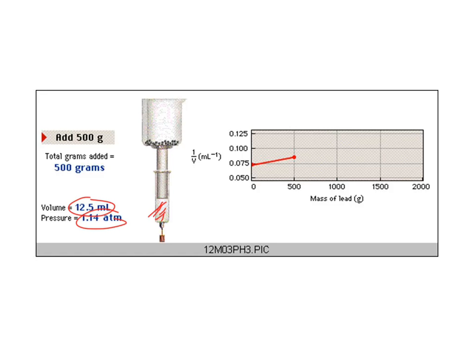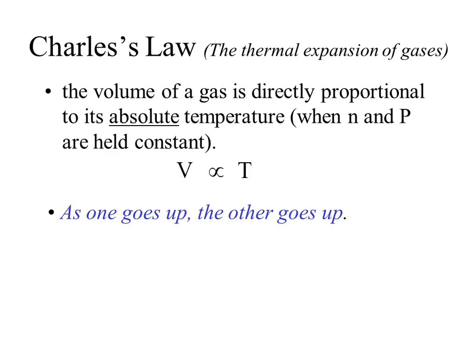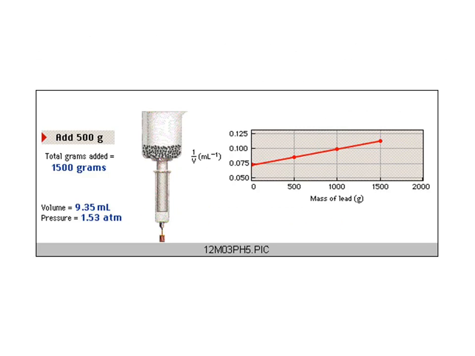And plotted there, actually, instead of volume, is the inverse of volume. Why? Because pressure is inversely related to volume, but it's directly related to the inverse of volume. So again now, adding to a total of 1,000 grams, notice that we have a higher pressure, a lower volume. Now 1,500 grams, a higher pressure, a lower volume. Does that work for you?